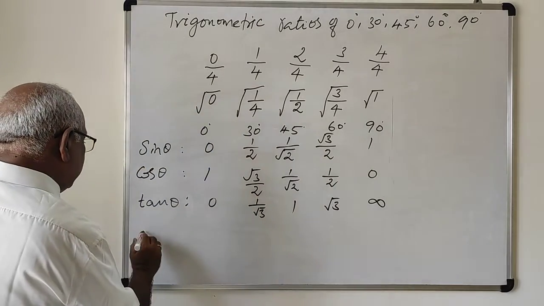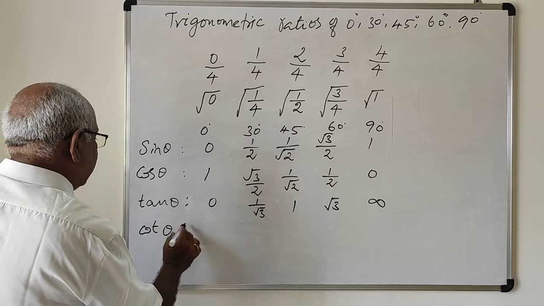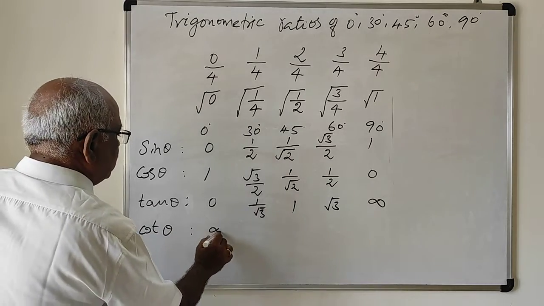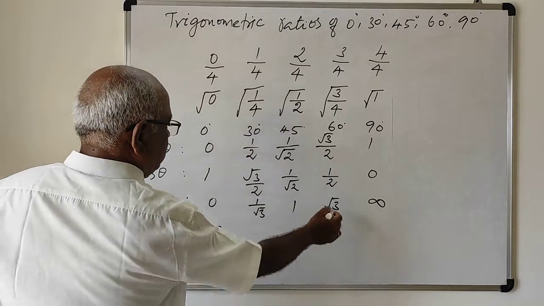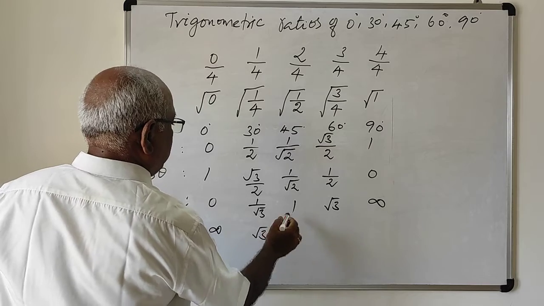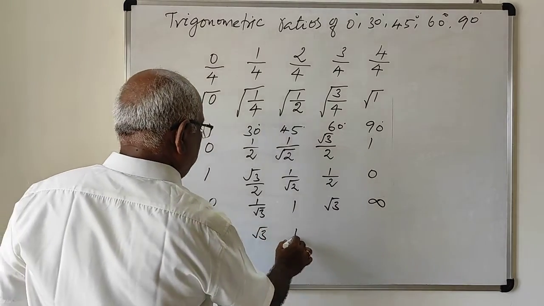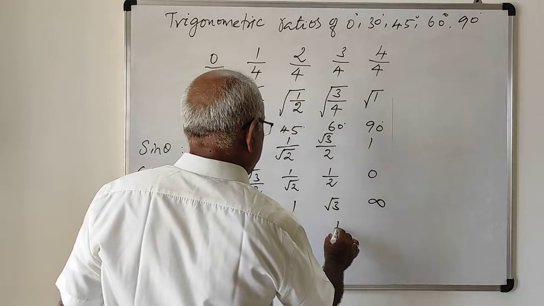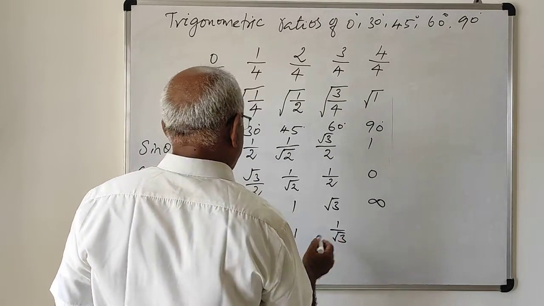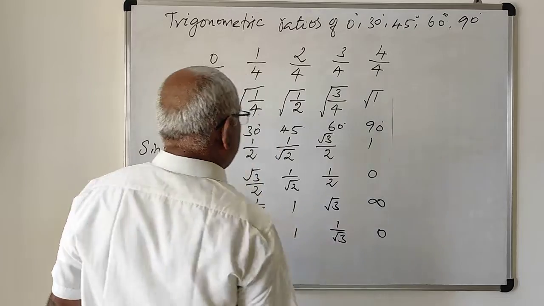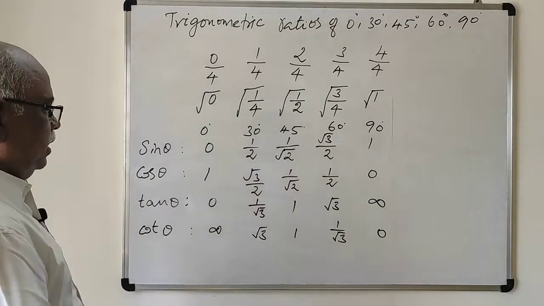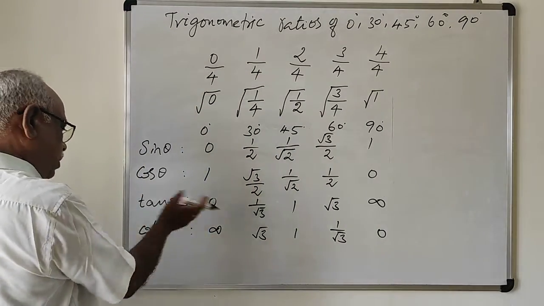And you rewrite the reverse in cot values, you write the values in the reverse order. Cot 0 is infinity, cot 30 is root 3, cot 45 is 1, cot 60 is 1 by root 3 and cot 90 is 0. Similarly, reverse order, tan and cot are reversed.